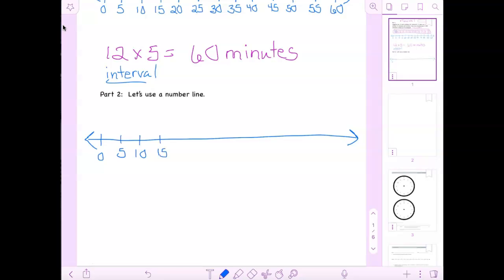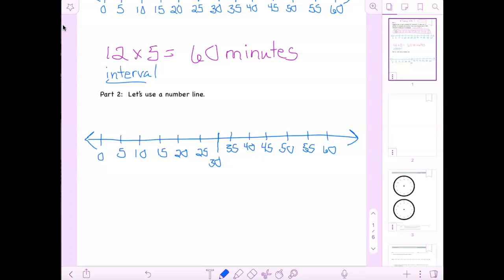So at 15, 20, 25, and maybe if you have to go down a little bit with some to make it fit, you can do that. 40, 45, 50, 55, 60. So go ahead and make that number line. Pause the video if you need to.